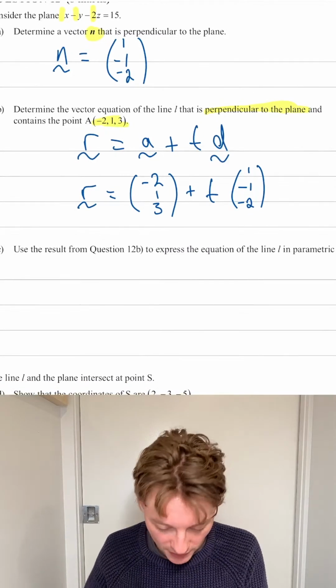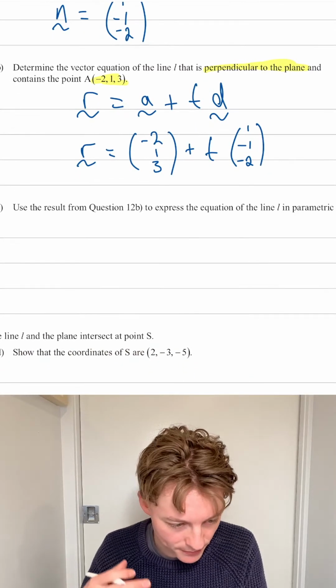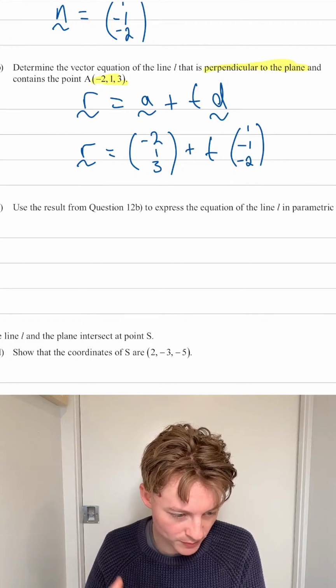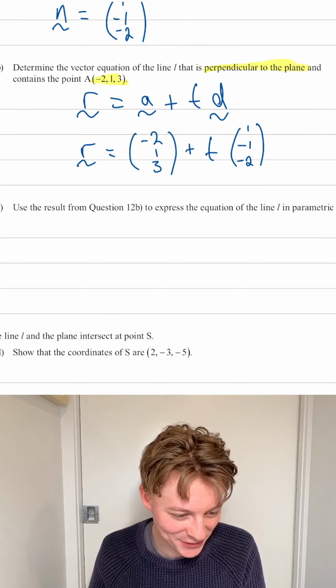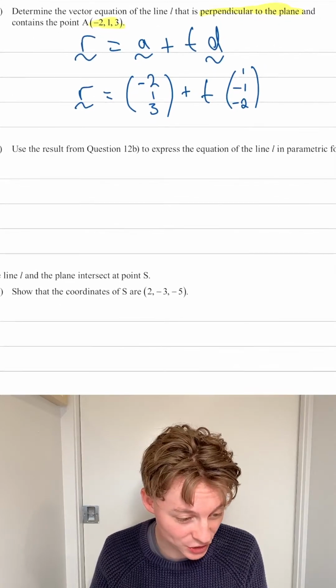Okay, so we found our vector equation of a line. Again, if we know the theory, the original stuff shouldn't be too hard. Finished VCE 7 years ago, didn't even do specialist maths. Well, if you're keeping up, then you're doing a fantastic job.